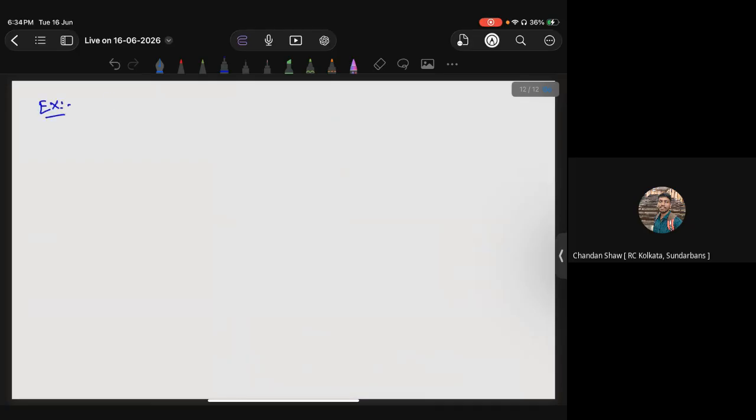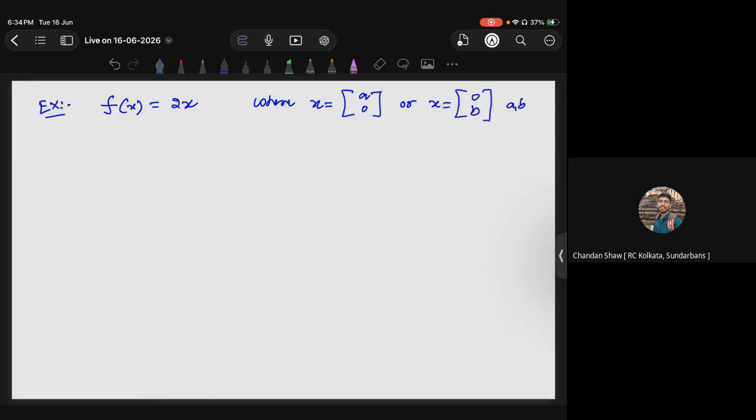Let's say, in the same way, we have f of x equal to 2x, where x takes some vector as a0 or x equal to 0b, where a comma b belong to the real line. So a and b can take any values. Just by looking at f of x equal to 2x, don't say that it is directly a linear function. For example, since a and b can take any real values, let's take x as 3, 0, because 3 is allowed.